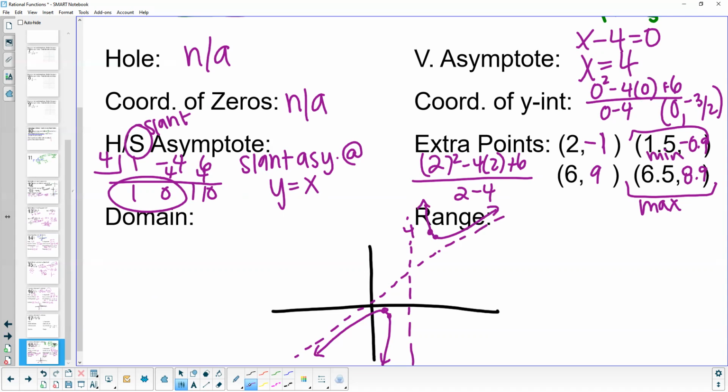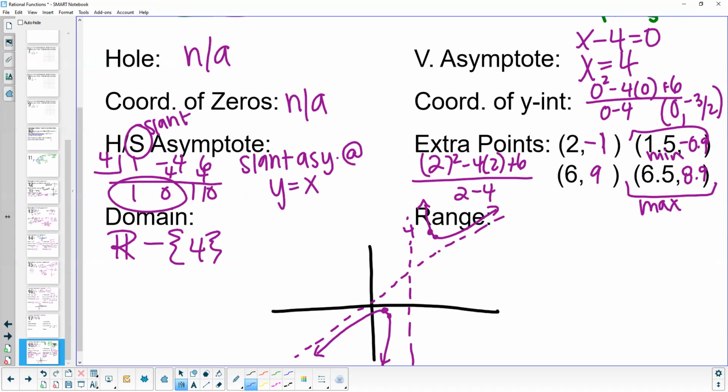Now, our domain and range. When it comes to our domain for a slant asymptote, it's going to be the same as before. So it's going to be all the real numbers, except for if we have a hole or the vertical asymptote. So in this case, except for 4.